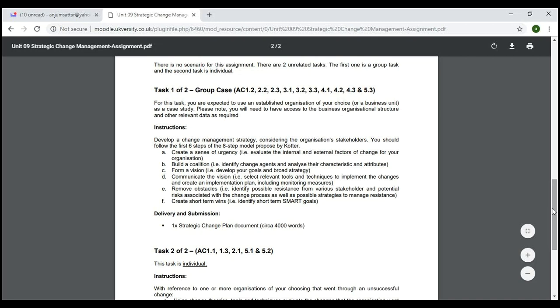So it's sort of the plan. For any plan we make, what steps are required? Create a sense of urgency, internal and external. So we can discuss internal and external factors.